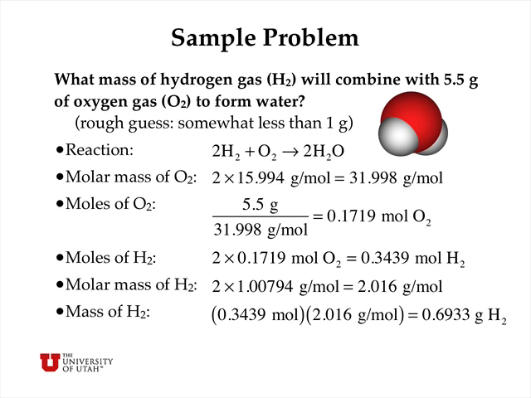Well, let's suppose we wanted to know what mass of hydrogen gas, H2, will combine with 5.5 grams of oxygen gas, O2, to form water.